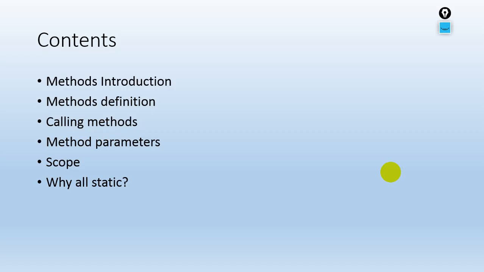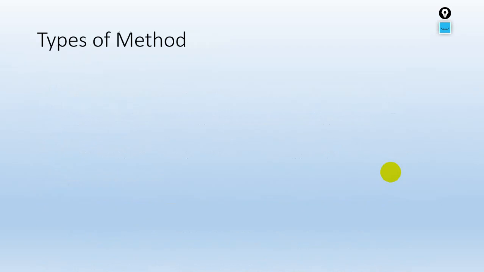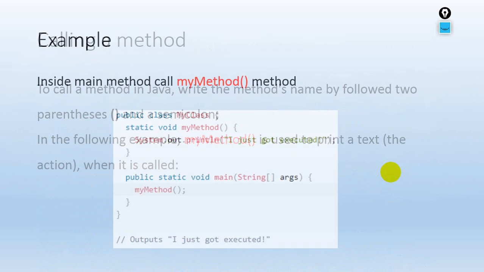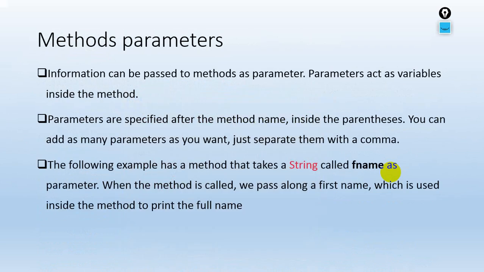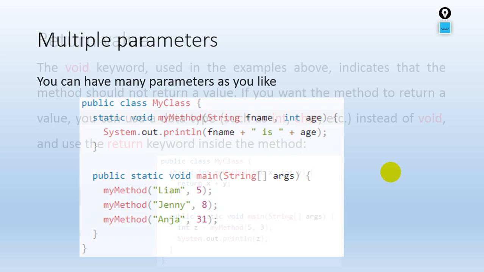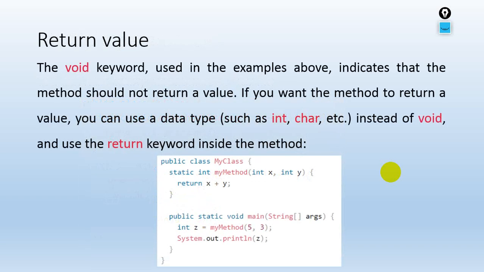In the previous class I have explained this chapter, methods: introduction, method definition, calling a method, parameters, scope, and why all static. Okay, so I have explained these slides up to method parameters, multiple parameters. This was our last topic, and today our new topic is return value.